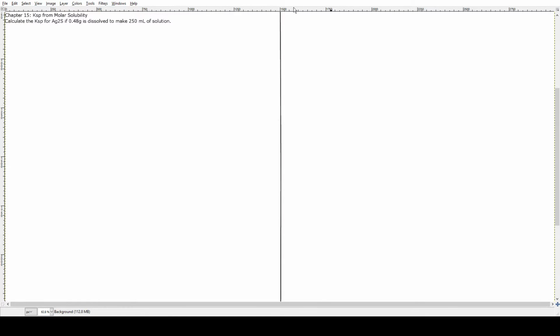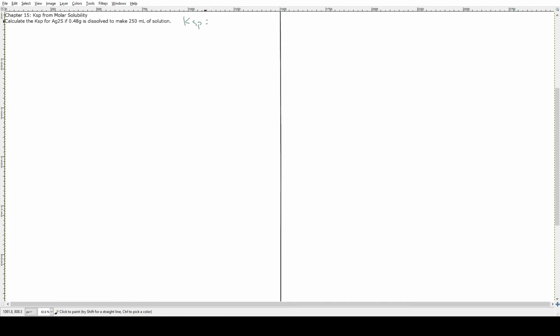Welcome to Chapter 15, Determining KSP using Molar Solubility. So, the question states to calculate the KSP for silver sulfide if 0.48 grams is dissolved to make 250 milliliters of solution. First, let's just go ahead and establish what KSP means.